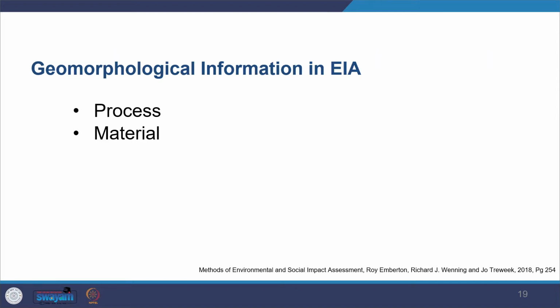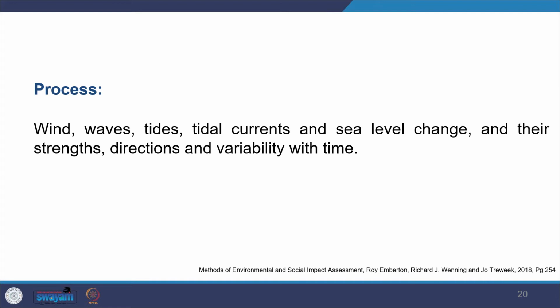So for EIA, you need two kinds of geomorphological information. One is process and the other is material. For the process information, you look at marine forcing factors which are present in the process, like the wind, waves, tides, tidal currents, and sea level change. And you also look at their trends, in which direction they are going, and how they vary with time, how the variation is.